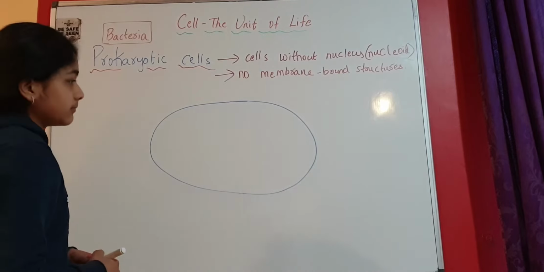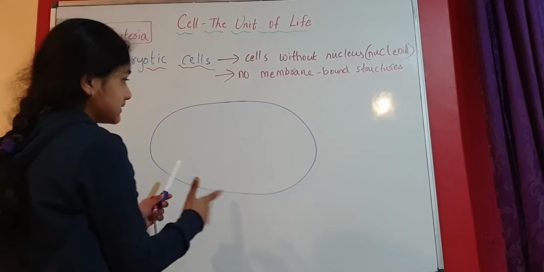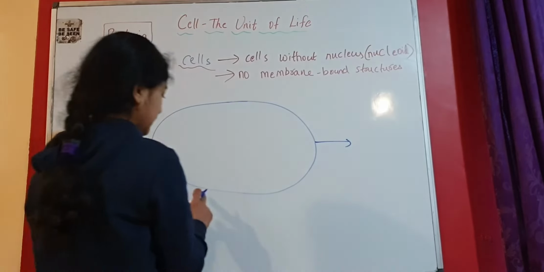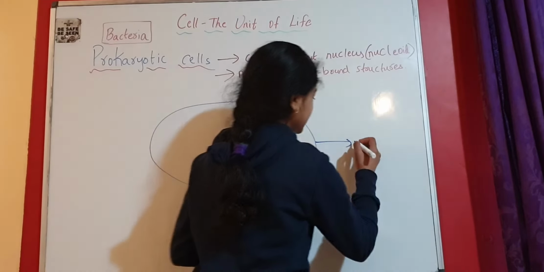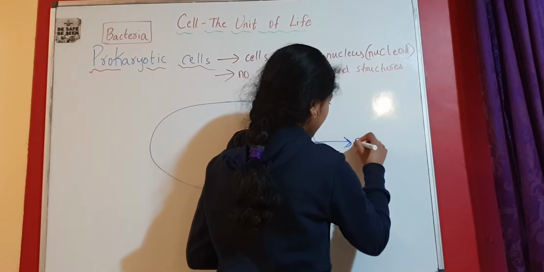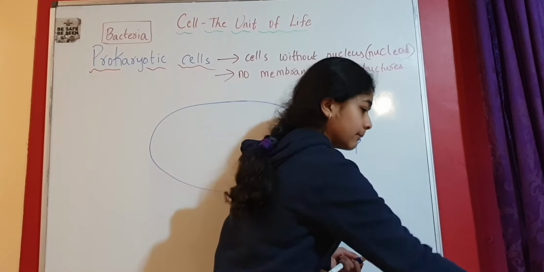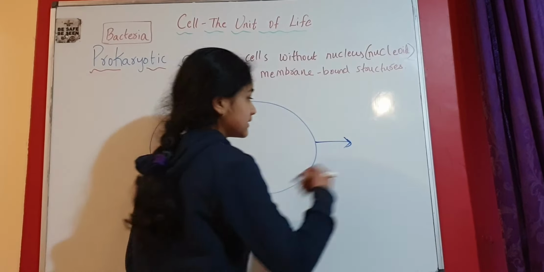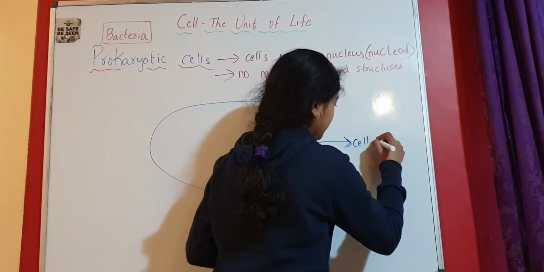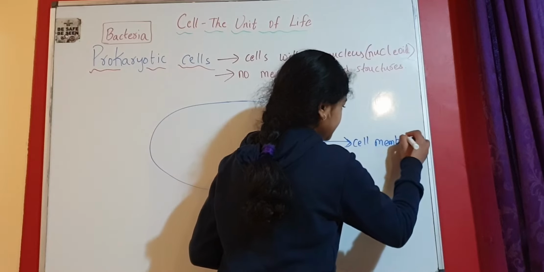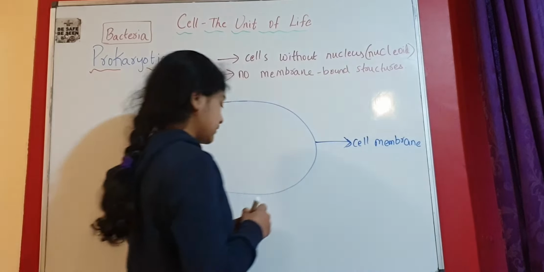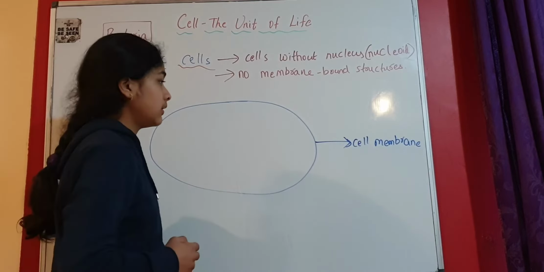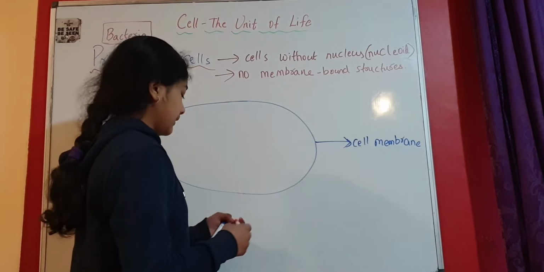First we have the cell. So this is our cell. This is the thing that we are seeing here. This is called the plasma membrane, or you can write down cell membrane. Cell membrane or plasma membrane, anything is the same. The cell membrane protects the cell. It's like a covering for the cell.